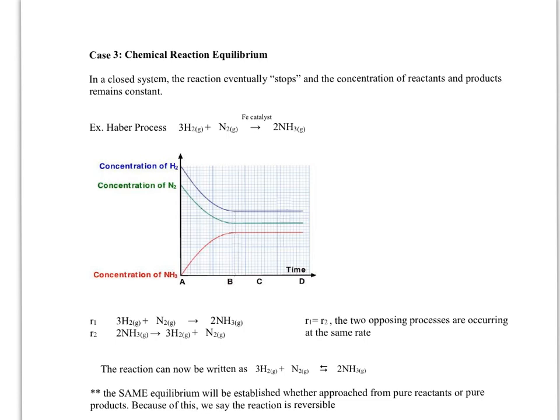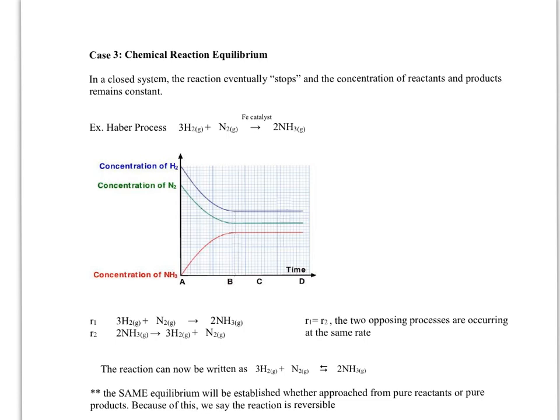So basically, we can write this reaction as hydrogen gas plus nitrogen gas, and then a double arrow, and then ammonia. So as ammonia is being formed, it's actually breaking down and forming its reactants. Now, it doesn't matter which direction we approach equilibrium.